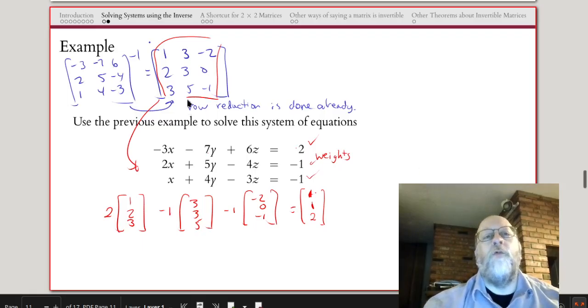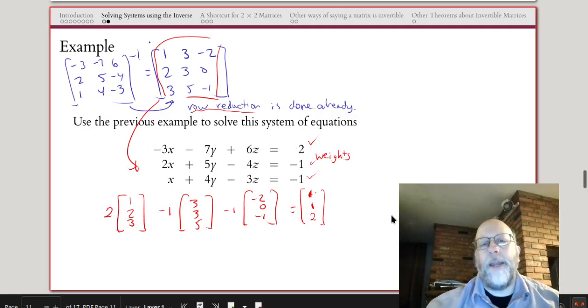So because the inverse encodes all of the row reduction that we've done before, we don't have to redo the row reduction to solve a system of equations. If we know the inverse, we can then just work out that linear combination.